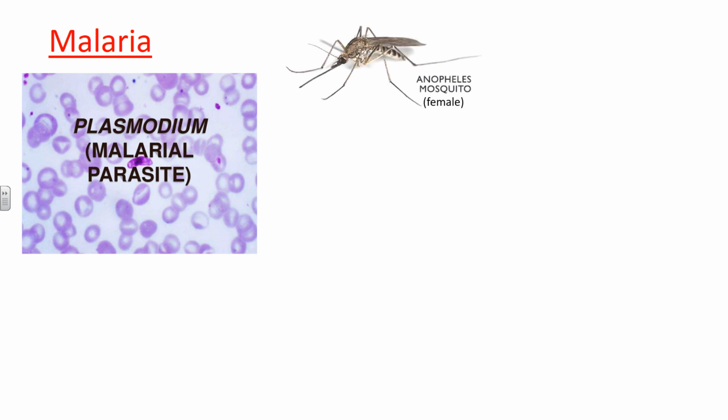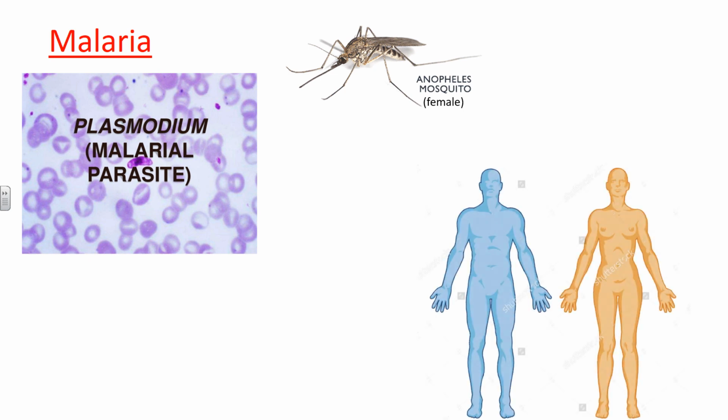How do we get it? Well, you can't pass it from person to person. You need something called a vector. A vector transmits the disease from one organism to another. And in this case, the vector is one particular type of mosquito, one species of mosquito called Anopheles. And even then, it's only the female of the species that will do that, not the males.